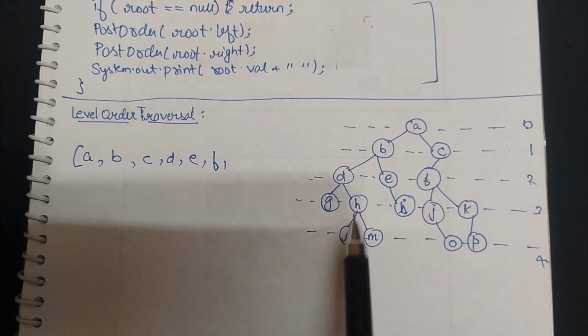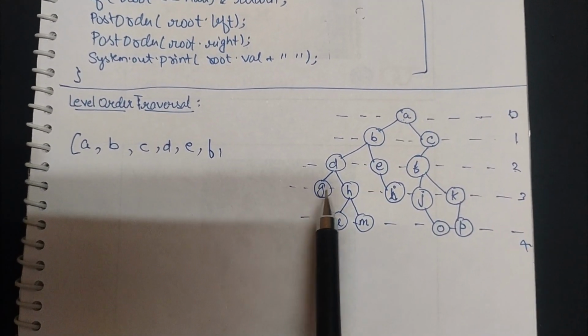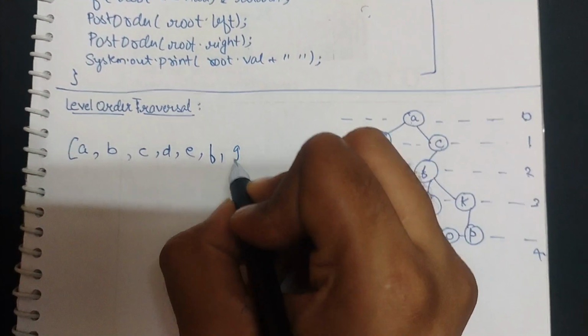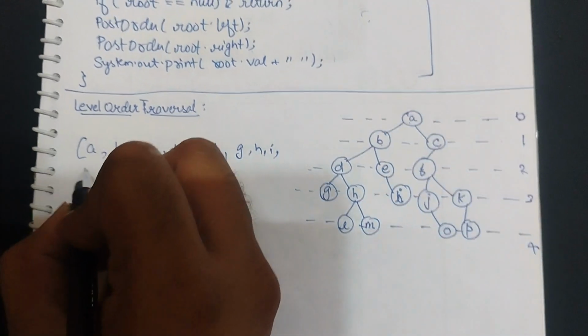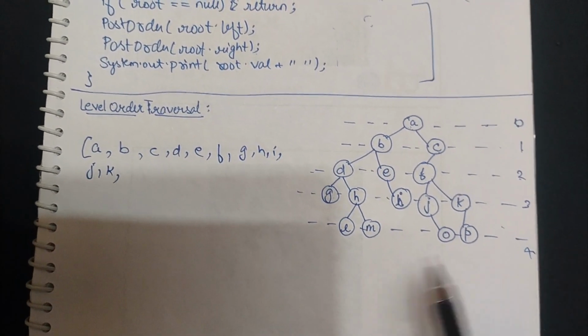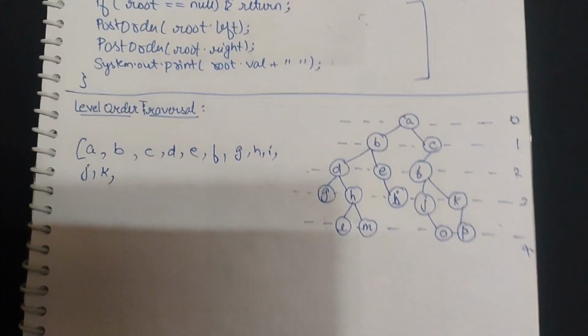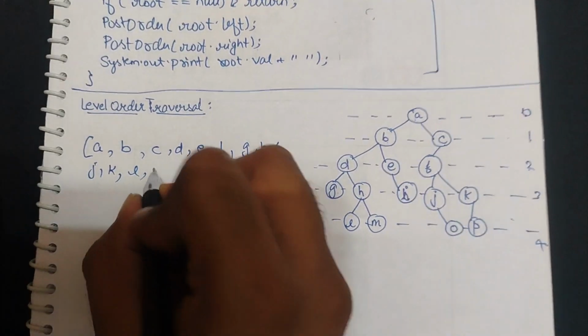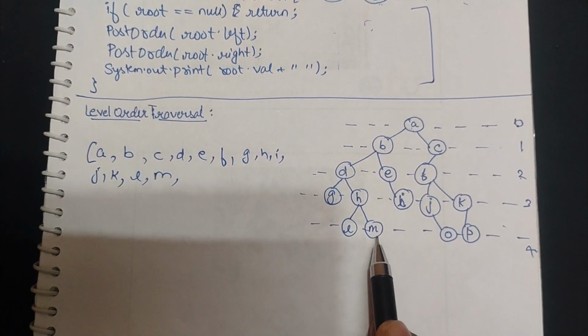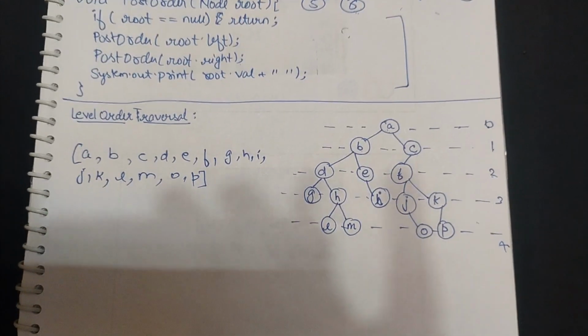Similarly for the third level, G, H, I, J, K, and the sequence should be from left to right, that is G, H, I, J, K. So I'll print G, H, I, J and then K. Okay. Now for the last level, the sequence should be from left to right, L, M, N, O, P. So I'll print L, M, N, O and P. So that should be the answer.